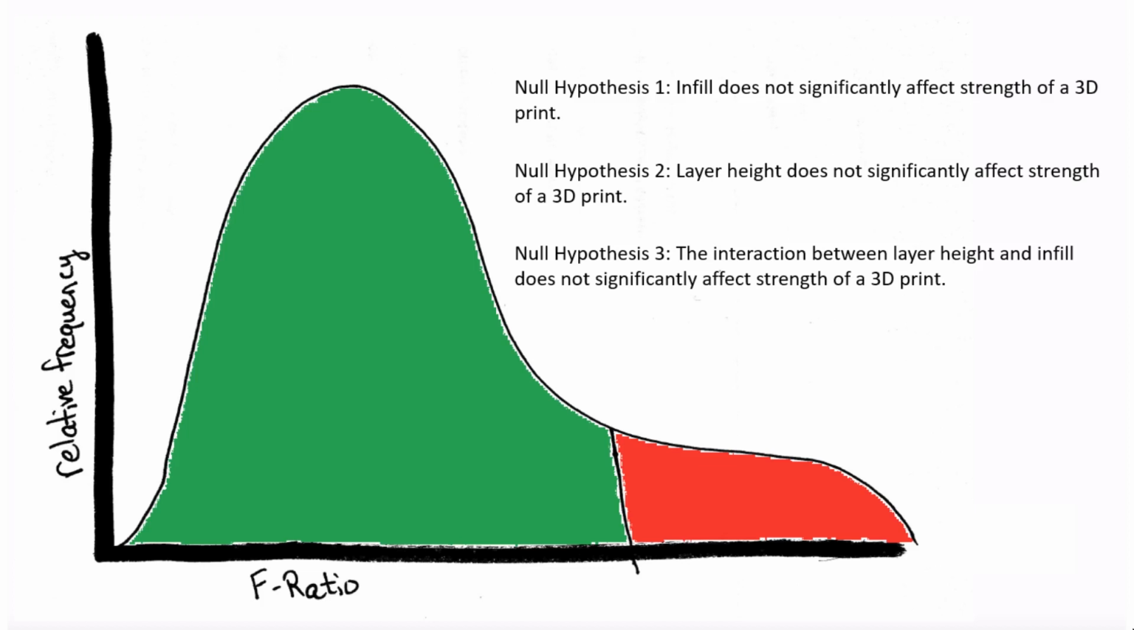And in our case, we are probably going to disprove all of these because these variables can work both independently and codependently to improve the strength of a print. And we can go about doing that by comparing these values to a pre-known value that is based on the degrees of freedom of our test.